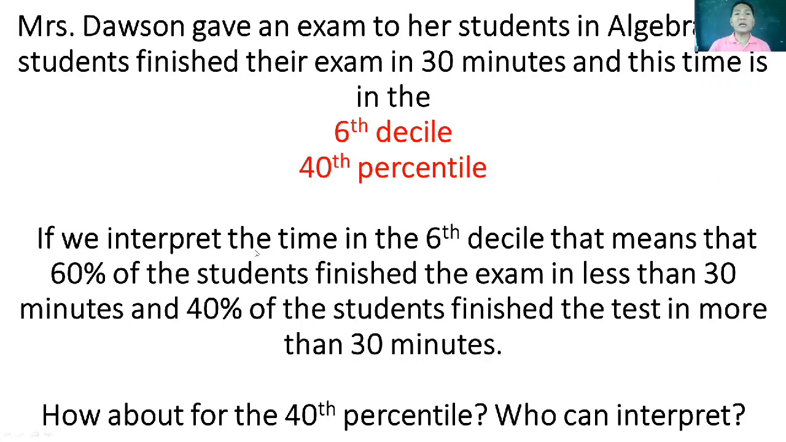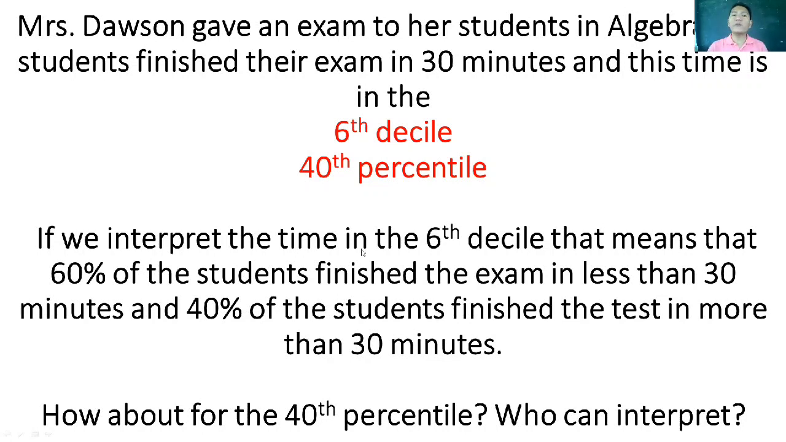If we interpret the time in the 6th decile, that means that 60% of the students finished the exam in less than 30 minutes. And therefore, 40% of the students finished the test in more than 30 minutes. So 60% finished in less than 30 minutes, and 40% finished in more than 30 minutes.